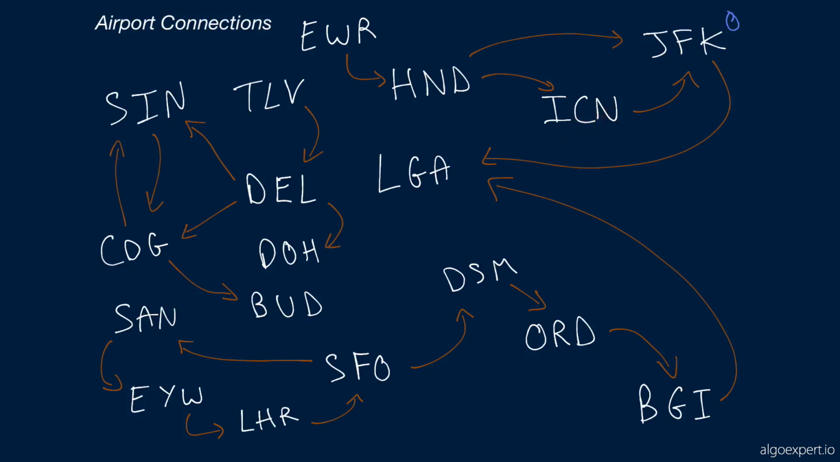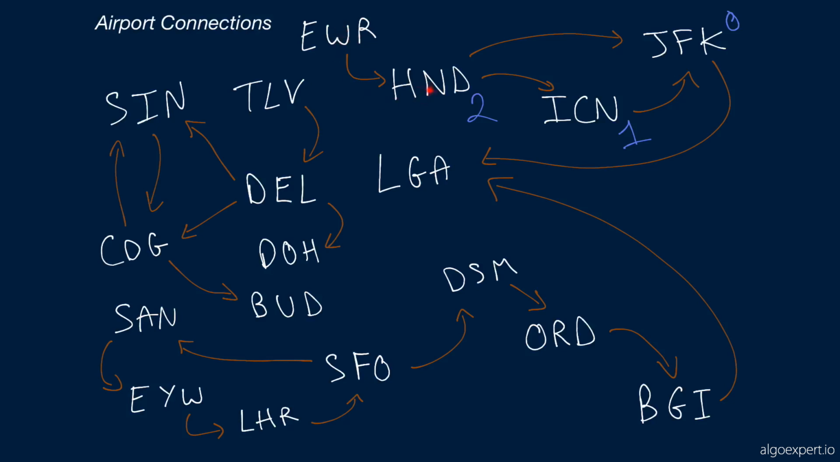ICN, on the other hand, unlocks one airport, JFK, which is one of our important airports that's unreachable. So we'll assign it a score of 1. And remember, yes, JFK links back to LGA, but again, that's not an unreachable airport. LGA is not really important. So 1 and 0. HND unlocks 2 airports. 1, 2. Right? ICN and JFK. So we'll give it 2.